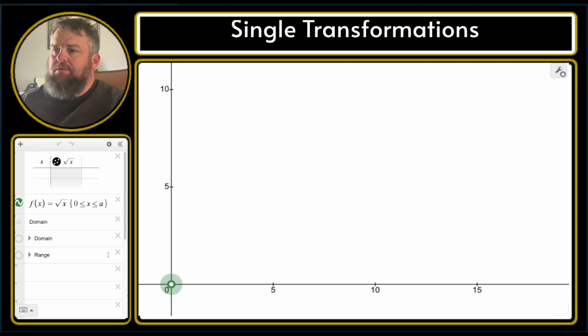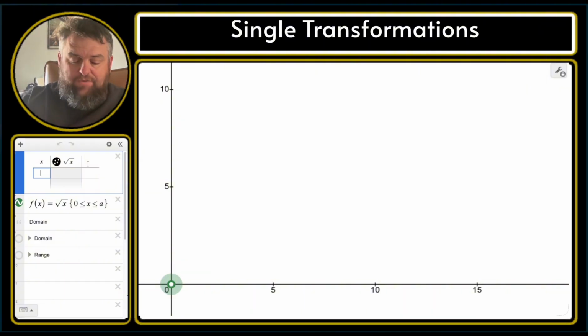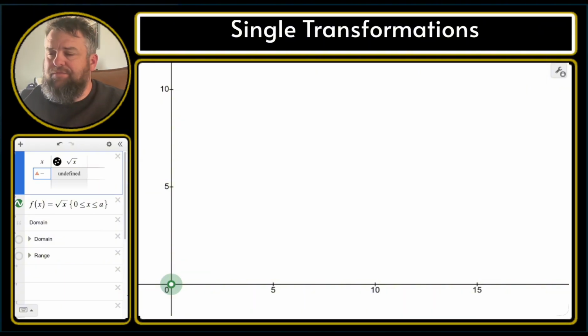Okay, now what I want to do is to create a visualization of the square root function. So here I have a table using Desmos. I've got x as the input column and the square root of x is going to be the output. Let's take a look at what the values look like first. So if I try to take the square root of -4, you can see I get undefined. And that's because the square root of a negative number is imaginary.